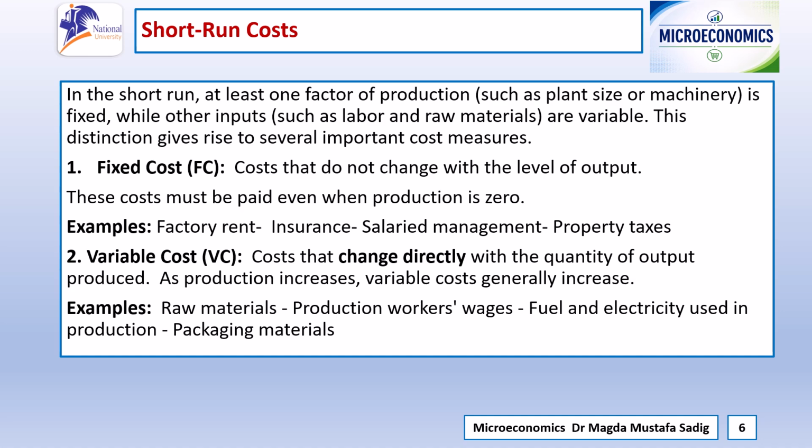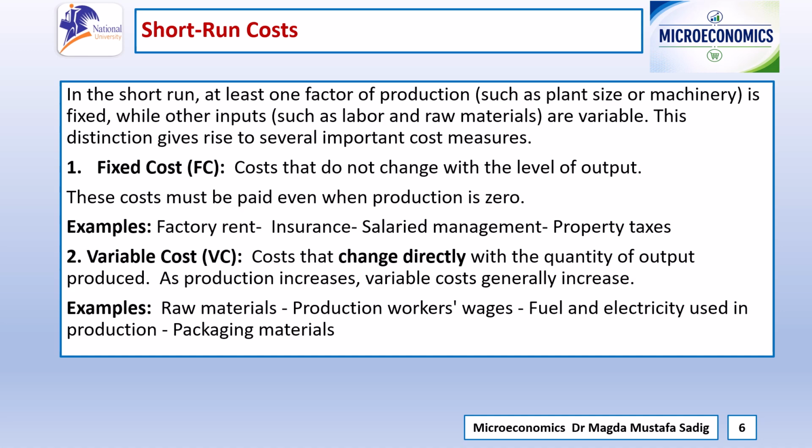First, fixed cost or FC. These costs remain constant regardless of output. Even if production is zero, the business still pays these costs. Examples include rent, insurance, salaries of permanent managers, property taxes. Second, variable cost or VC. These costs change with production. The more units produced, the higher the variable cost. Examples include raw materials, hourly labor, fuel, packaging.